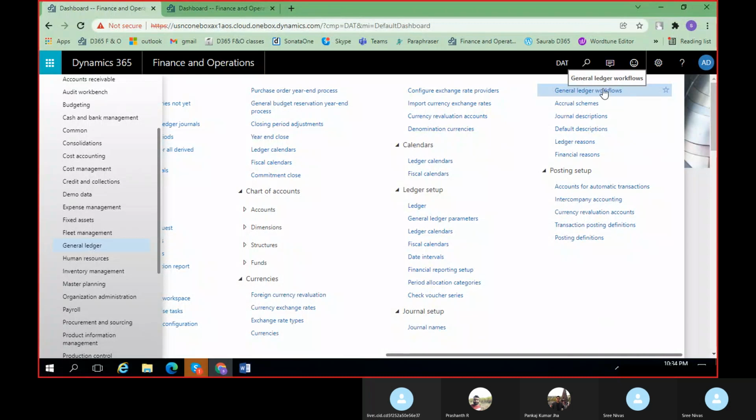We'll discuss general ledger workflows and the accrual schemes in a separate module, as I have already explained. For the ledger reasons, the financial reasons, you can give short names for what purpose or for what reason you are creating the ledger account. Those configuration related items you can do here. And the posting setup. So here we'll have the accounts related to automatic transactions.